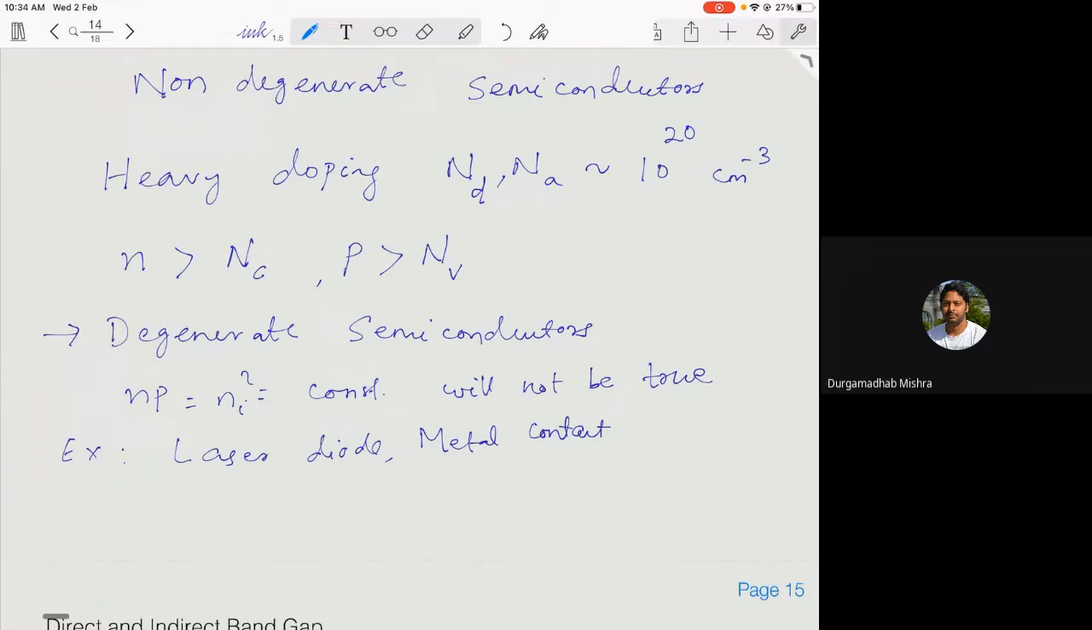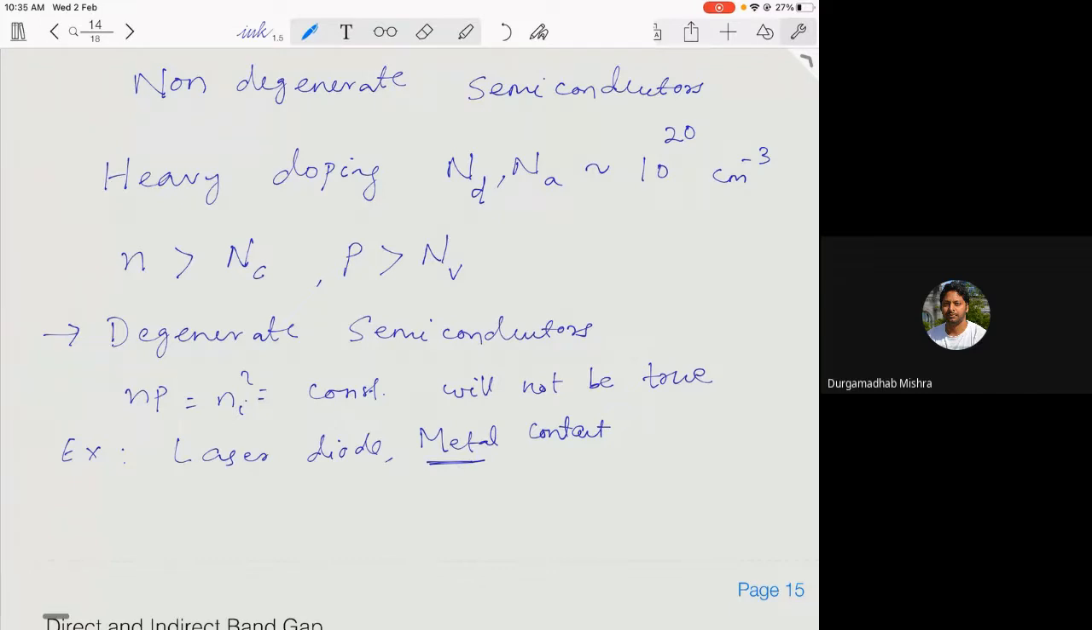So what happens? There's arsenic. The arsenic atoms will now be much closer, and then there will be an overlap of the atomic orbitals of arsenic, and they will also form an energy band actually. And that energy band will overlap with the conduction band of the intrinsic semiconductor, and in fact the material will behave like a metal. In that case you can use this degenerate semiconductor as a metal contact with the semiconductor.